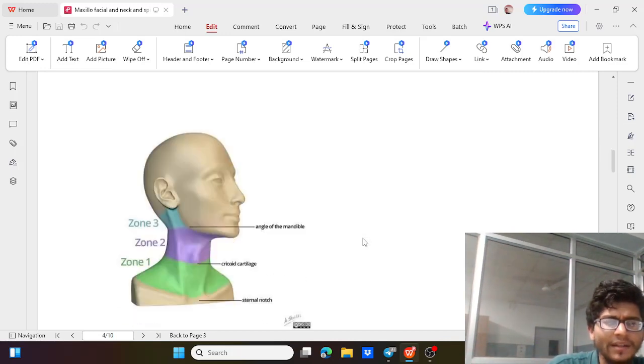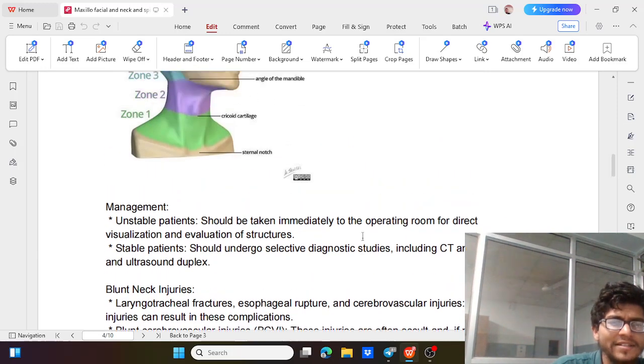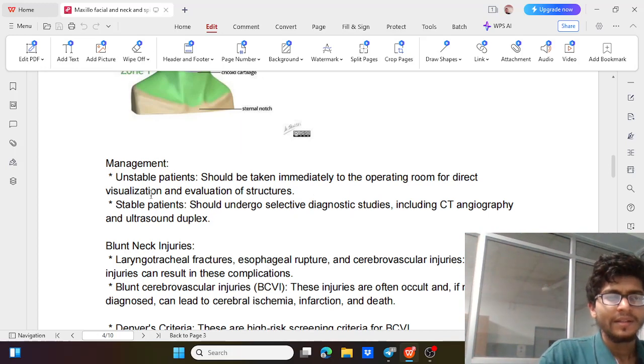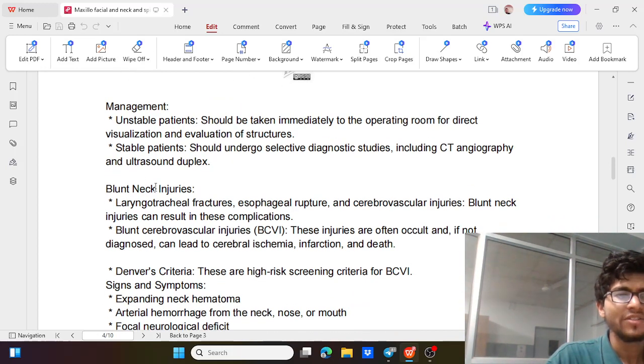So how do we manage these patients? In case of unstable patient, we have to immediately take the patient to the OT and evaluate by exploration and repair. In case of stable patient, we can go for selective diagnostic procedures like CT angiography, duplex ultrasound, and we may even need some scopies, which we'll discuss, like bronchoscopy, esophagoscopy. Okay, now coming to blunt neck injuries.